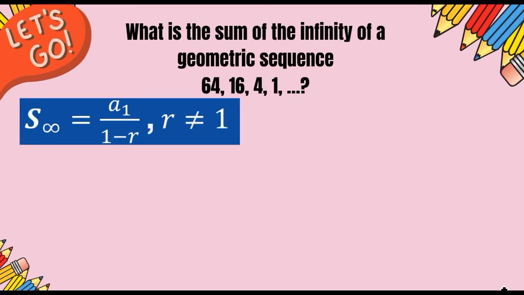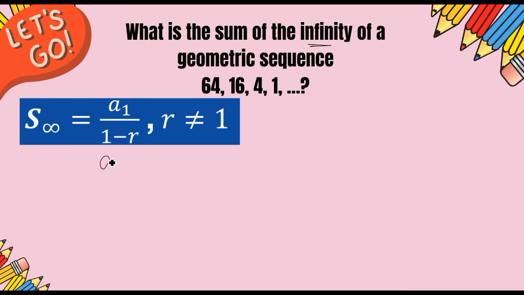So, let us now proceed to our infinity. What is the sum of the infinity of a geometric sequence? 64, 16, 4, and 1, and so on and so forth. Now, given na formula natin, since infinity, ibig sabihin walang katapusan. Tuloy-tuloy lang yung number. So, we have the formula S of the infinity is equal to A sub 1 over 1 minus R, wherein R is not equal to positive 1 para hindi po siya maging undefined.